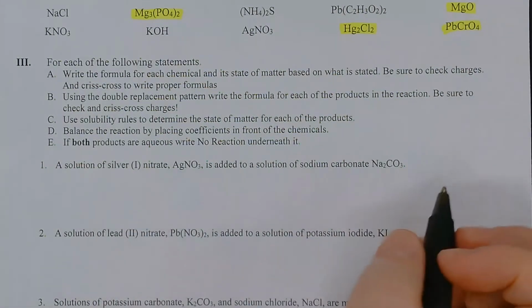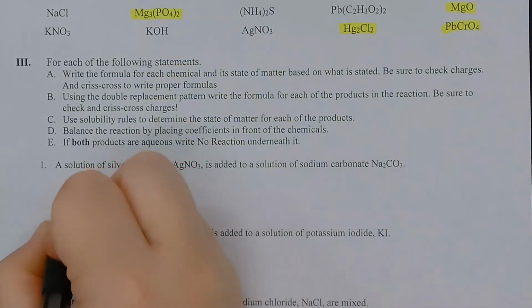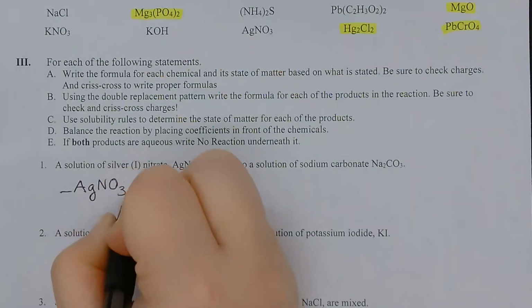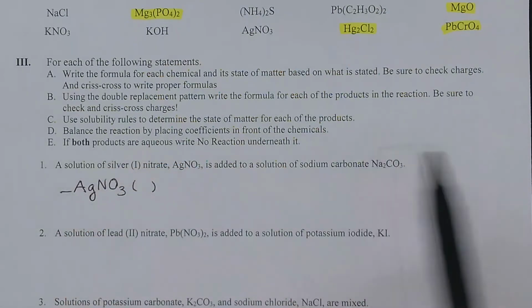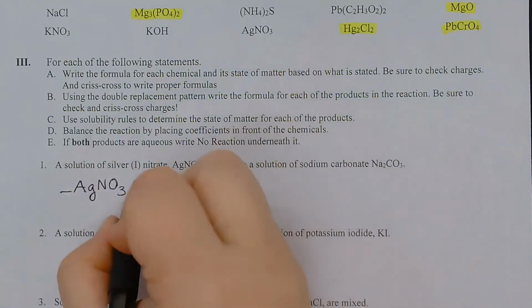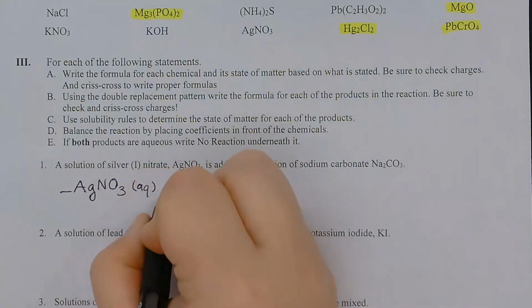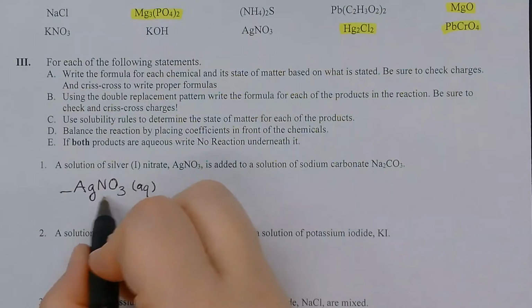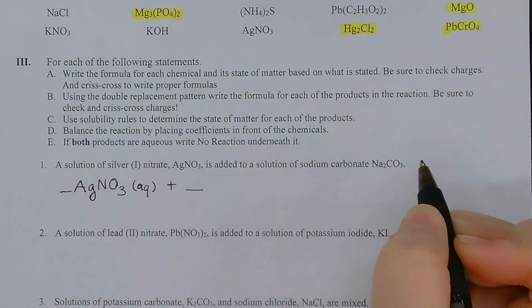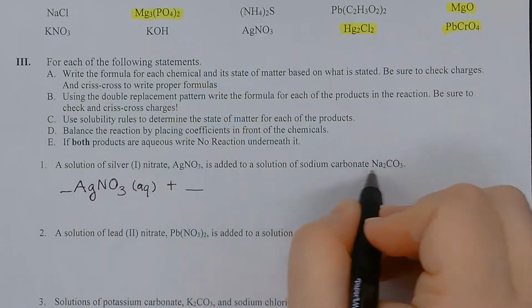So let's try this first one. We've got silver nitrate. So I put a blank first so I have place to balance it and I remember to balance it, something that's often forgotten by students. And it says a solution. Anytime it says a solution, that is referring to an aqueous solution, meaning silver nitrate has been dissolved in water. It has that nitrate ion, so it can dissolve. Is added to a solution of sodium carbonate.